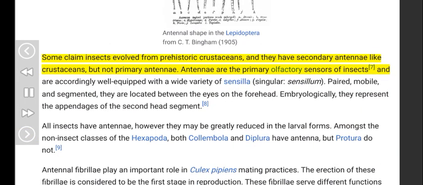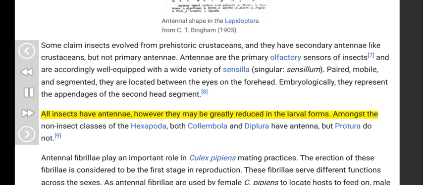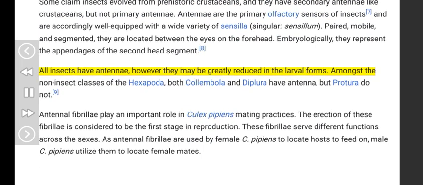Some claim insects evolved from prehistoric crustaceans, and they have secondary antennae like crustaceans, but not primary antennae. Antennae are the primary olfactory sensors of insects, and are accordingly well equipped with a wide variety of sensilla, singular sensillum. Paired, mobile, and segmented, they are located between the eyes on the forehead. Embryologically, they represent the appendages of the second head segment. All insects have antennae, however they may be greatly reduced in the larval forms.